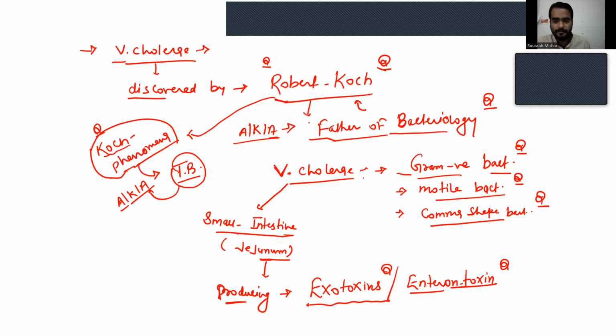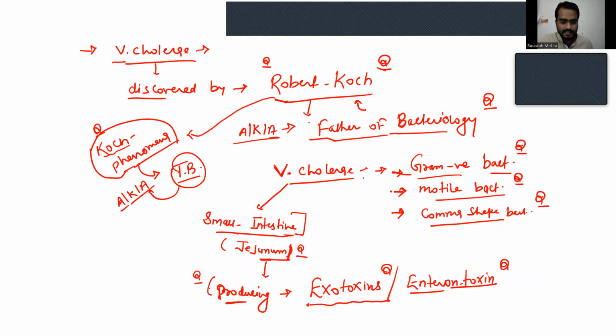Vibrio cholerae is a gram-negative, motile, comma-shaped bacteria. The two strains, Vibrio cholerae O1 and O139, act on the small intestine, especially the jejunum part. Next question: Vibrio cholerae acts on which site of the small intestine? The answer is jejunum. Regarding the jejunum, I will give you one best question.